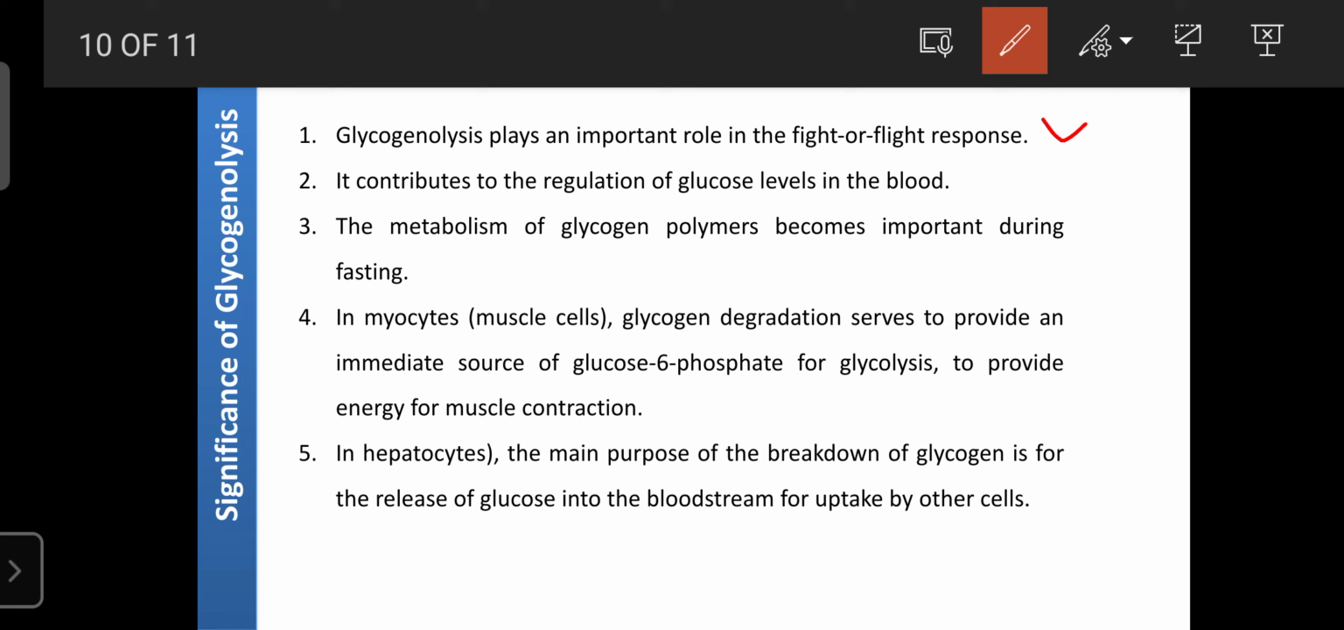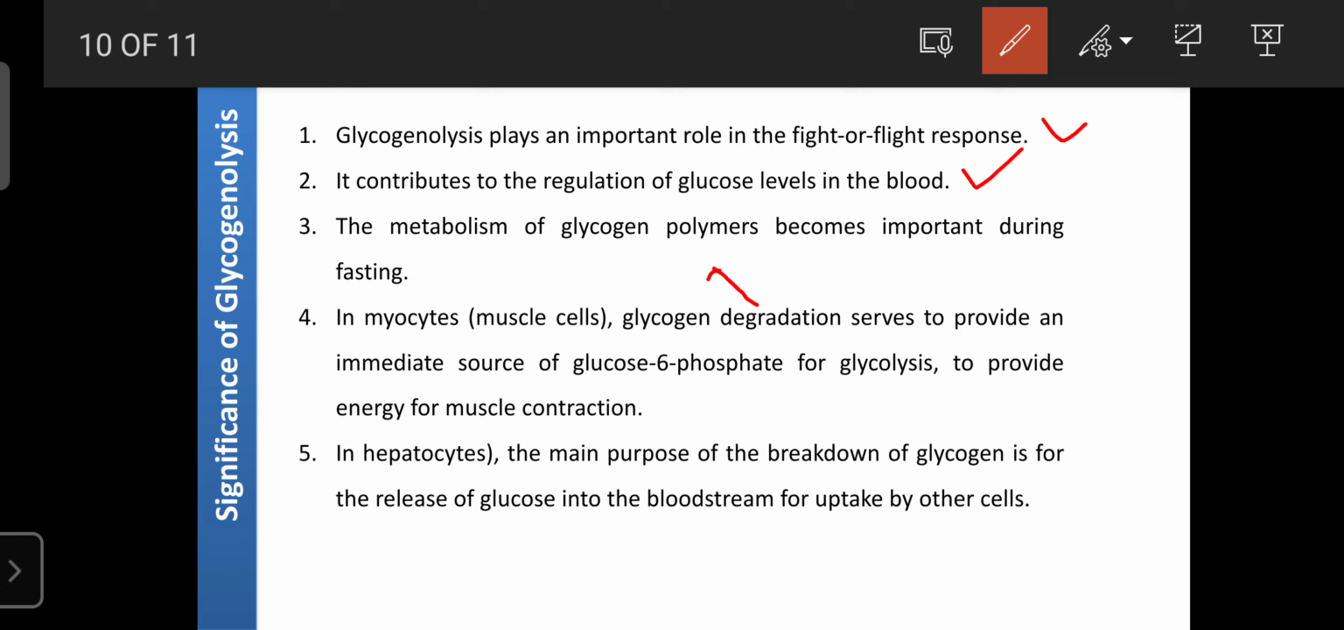It also contributes to the regulation of glucose level in the blood. Glycogenolysis occurring in the liver helps to normalize the blood glucose level, and it is helpful for the metabolism of the glycogen polymer. It is important during fasting or starvation, or when you fail to take meals and glucose is required. In that case, glycogenolysis is beneficial.